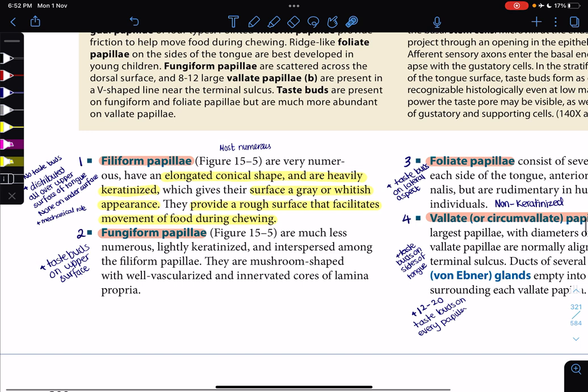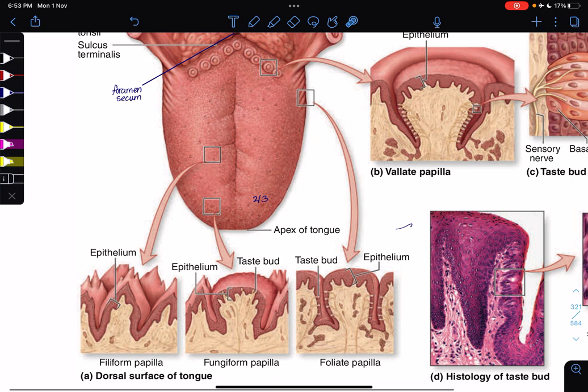Okay. The second type is the fungiform papilla, and they're much less numerous. They're lightly keratinized. الفايليفورم papilla هلا حكيت they're heavily keratinized, whereas the fungiform papillae are lightly keratinized, and they are interspersed among the filiform papillae. يعني موجودة بين ال filiform papillae. They are mushroom shaped من اسمهم, and they have well vascularized and innervated cores of lamina propria. The taste buds اللي موجودة على ال fungiform papillae are on the upper surface of the tongue. Okay, as you can see here. هاي ال fungiform papilla تقريبا موجودة على the tip of the tongue.